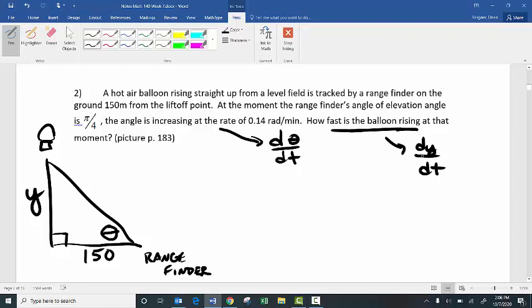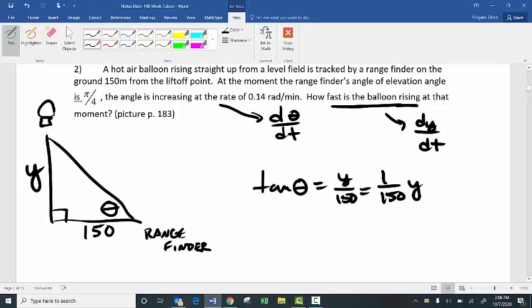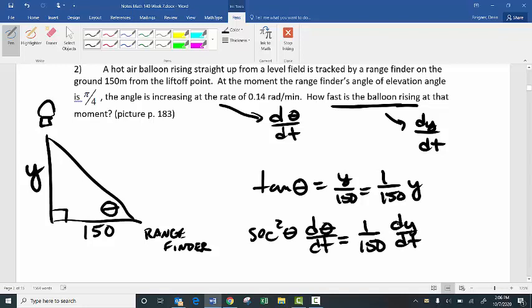So what you're going to do whenever you have an angled kind of problem, you always pick a trig function. So this one is tangent. So tangent of our angle is y over 150. So we'll write this a little bit nicer so we can take the derivative a little bit easier. All right. So now we take the derivative. We got our formula. We got our two variables. The derivative of tangent is secant squared. Angle stays the same. Derivative of the angle is d theta dt equals 150 comes along. Derivative of y is dy dt.